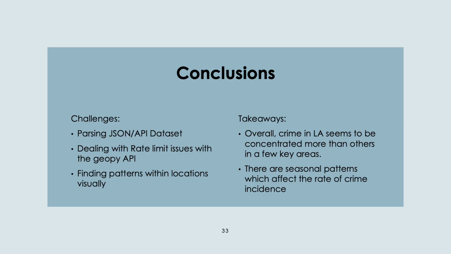Some takeaways from this project. So, overall, crime in LA seems to be concentrated in several areas more than others. However, this isn't an extreme concentration as crime rates remain generally homogeneous with upticks in percentages in several key areas such as downtown, Central, Southwest, and 77th Street. There are also seasonal patterns which affect the rate of crime incidents, and this could be used to perhaps increase law enforcement during those seasons.